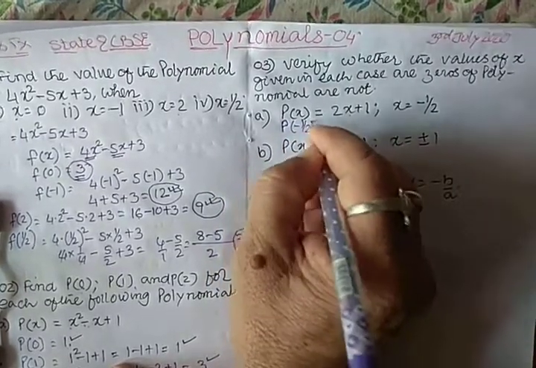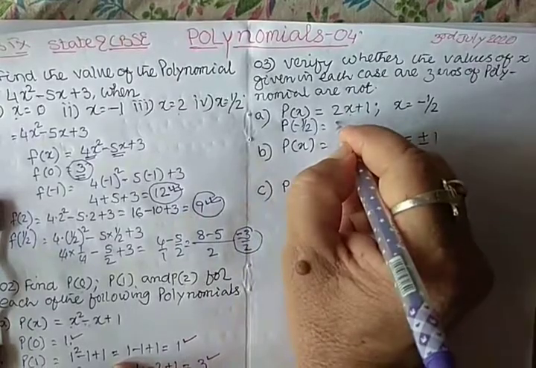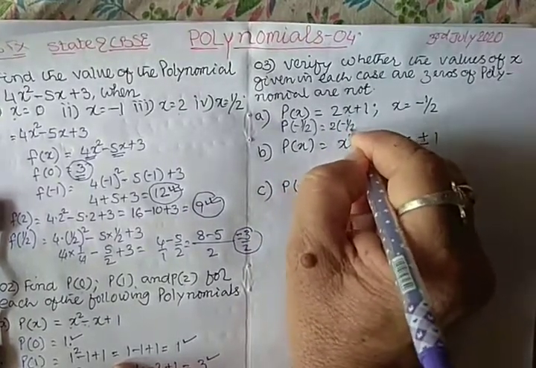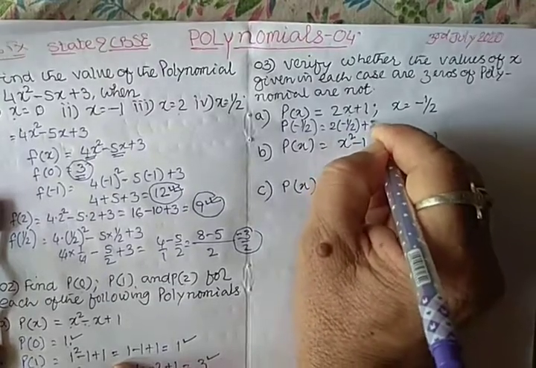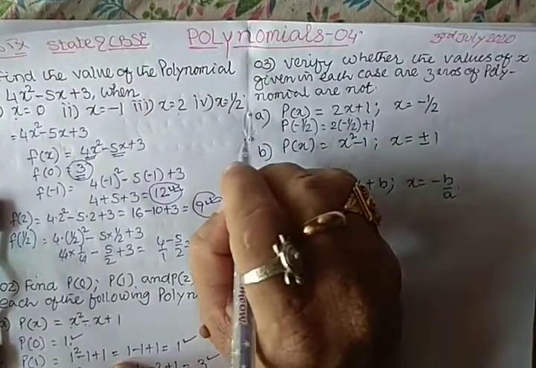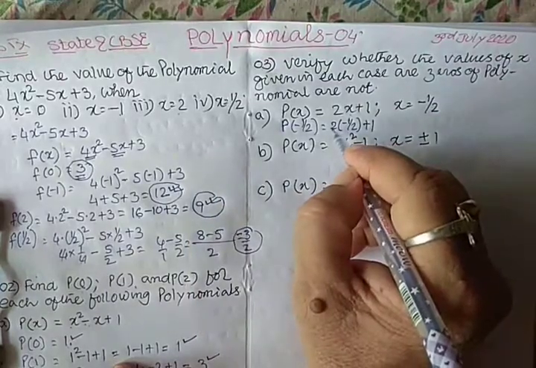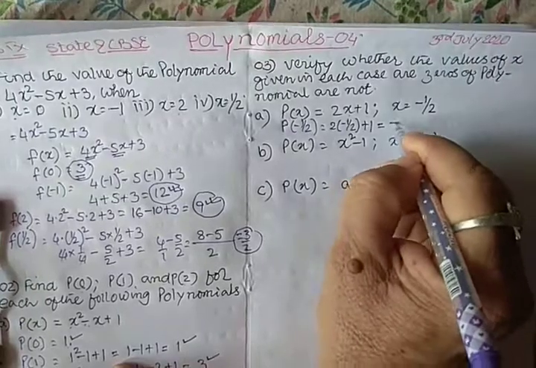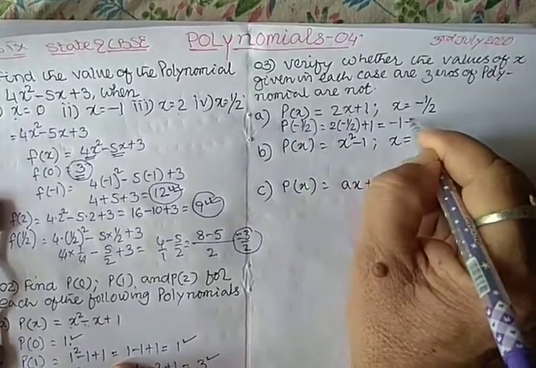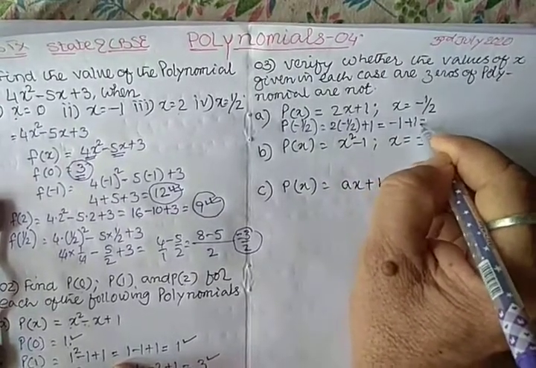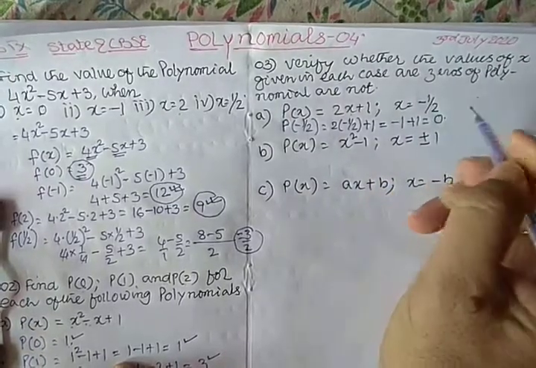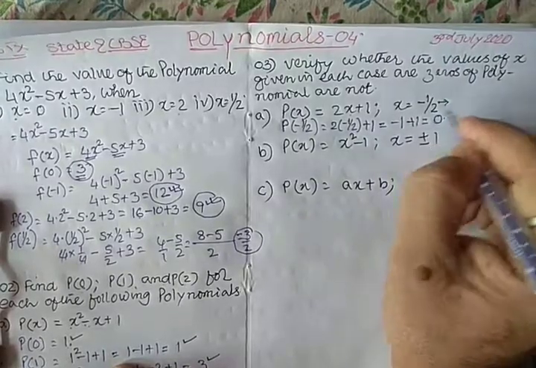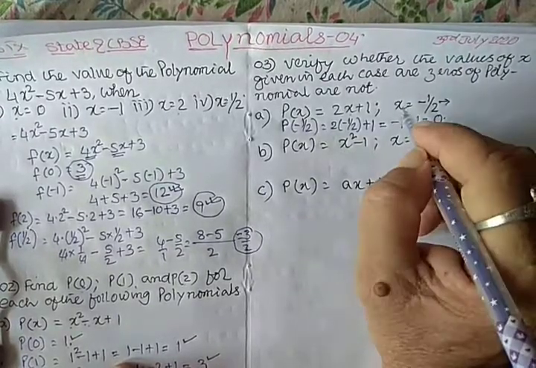So P(minus 1 by 2) is equal to 2 into minus 1 by 2 plus 1. Clear? 2 into minus 1 by 2 is equal to minus 1, plus 1. Minus 1 and plus 1 is what? 0. So this is a zero of the polynomial.